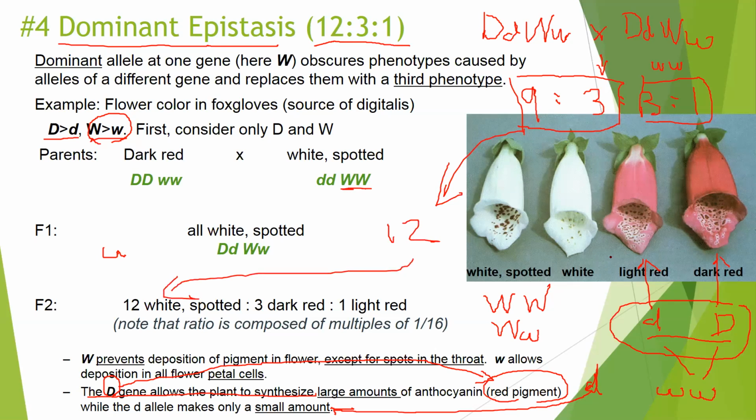I hope this is clear. So in this case, it is called the dominant epistasis, and this gives us a little bit different ratio, 12 to 3 to 1.